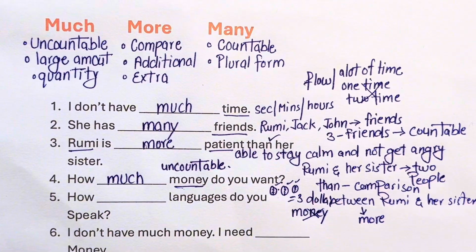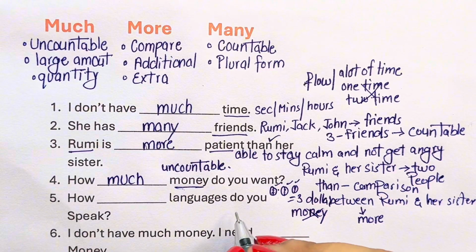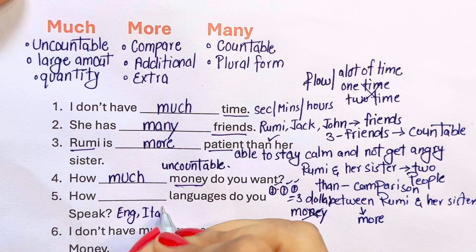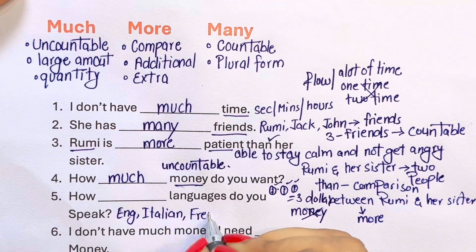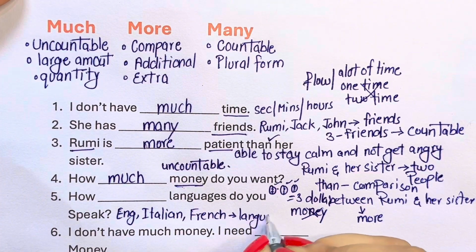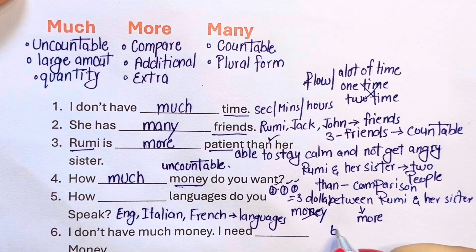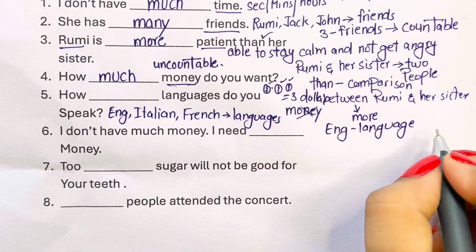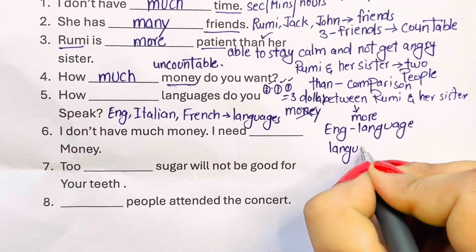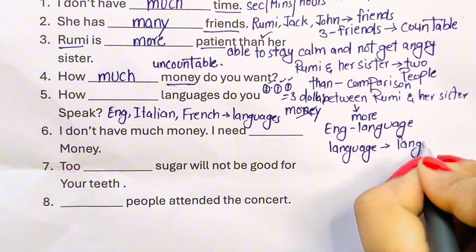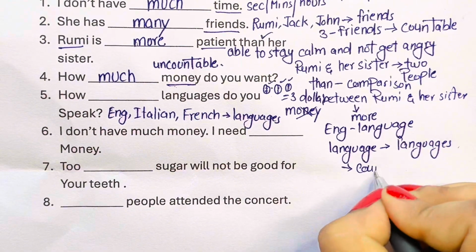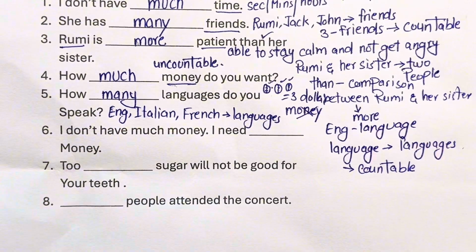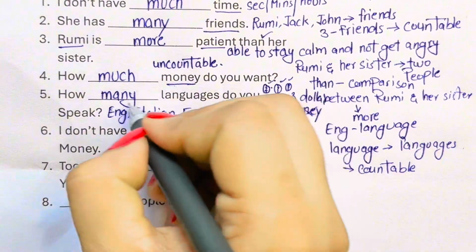Number 5. How blank languages do you speak? I can speak English, Italian, and French. I can speak 3 languages. These are languages. And you can speak English, a single language. Languages, plural form of language. And languages are countable. And for countable things, we use many. So the answer should be how many languages do you speak?